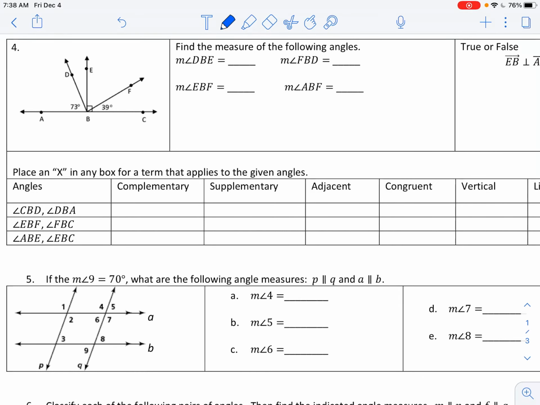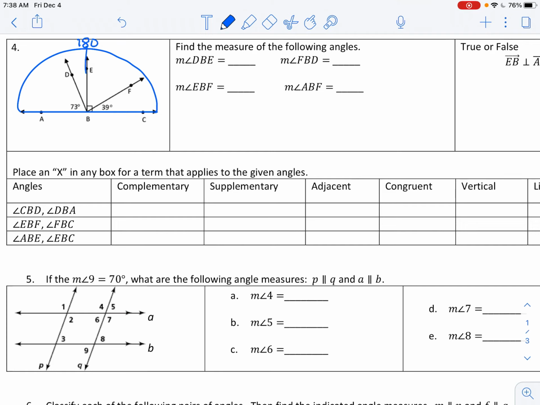On question number 4, they are first wanting you to find the measure of those angles. Remember, that's what that little m means, the measure of angle DBE. The first thing I see is this straight line, this straight angle. So when I find these 4 individual angles, angle addition tells me that this total is going to end up being 180.